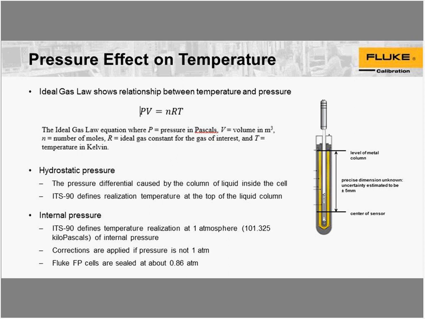So that's hydrostatic pressure. The other one is internal pressure. It's important to note that the ITS-90 definition establishes fixed point temperature values at a pressure of 1 atmosphere. Fixed points built by Hart Scientific or by Fluke in Utah are sealed at around 0.8 atmosphere, so close to 1 atmosphere, which is atmospheric pressure here in Utah. That's because we're working with glass, and it's just the way the manufacturing process has to go in order to seal the glass properly.